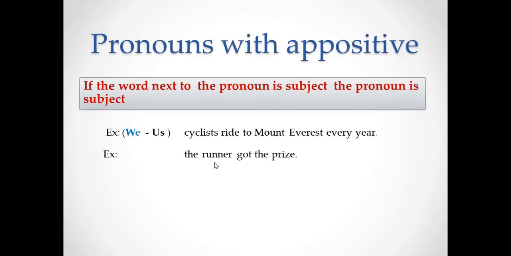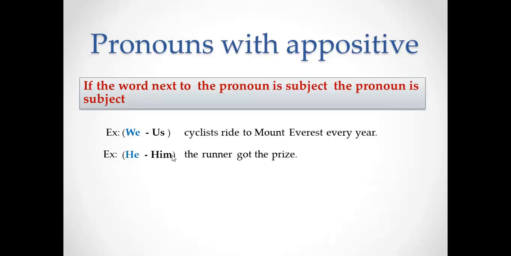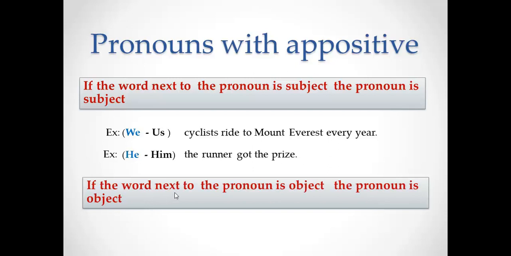Like the second example, the runner got the prize. Where is the subject in this sentence? The runner. Well, we need to modify it again. We say what? For example, he, not him. While runner is a subject, him is object. The next one: if the word next to the pronoun is object, the pronoun is object.